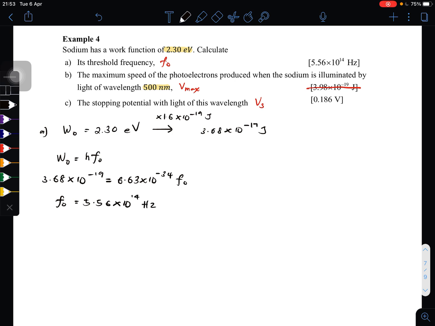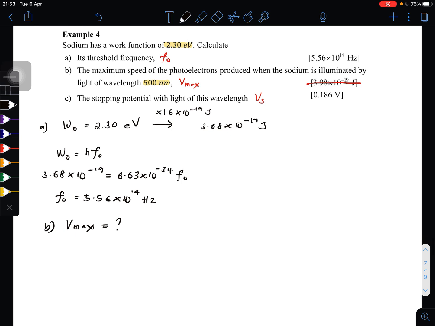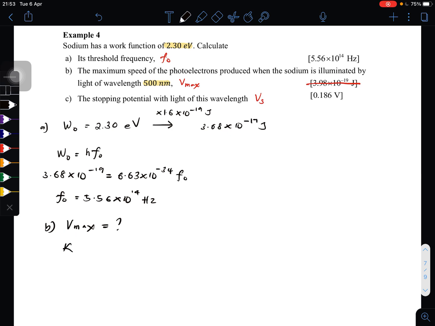The second one is we want to find Vmax. So how to find Vmax? Using the Einstein equation, Kmax is equal to E minus work function. And there's a condition we are given here, where wavelength is equal to 500 nanometer. So it means we must use the equation that has wavelength, which is this one, where E is hc over wavelength. So just put that in.